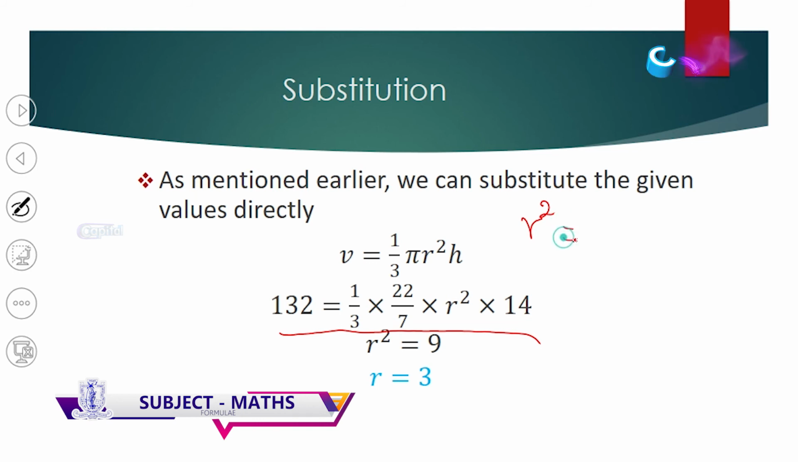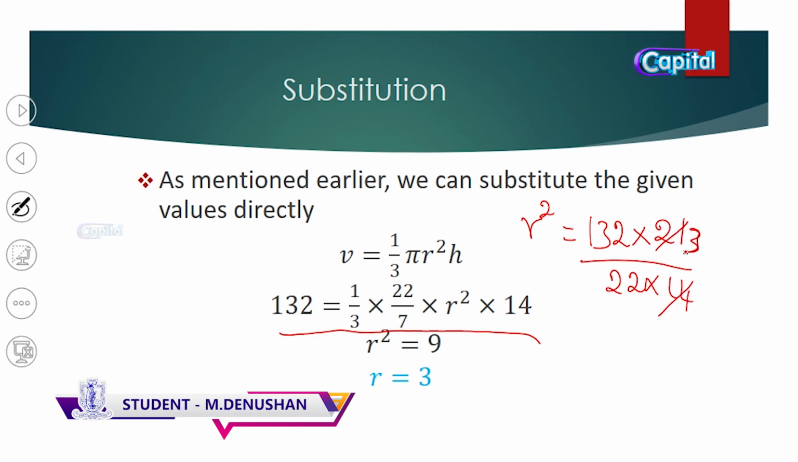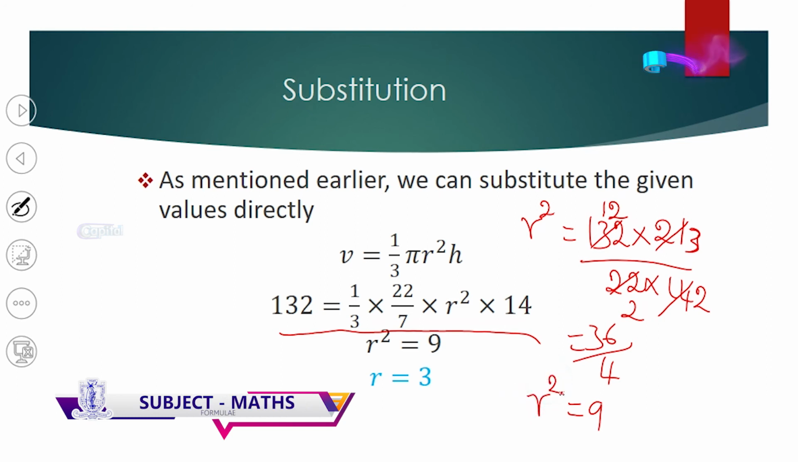r squared is equal to 132 times 21 over 22 into 14. By simplifying we obtain the answer, then we obtain 36 over 4, that's equal to 9. Then r squared is equal to 9. Then we have to take the root of both sides, and by simplifying we obtain that r is equal to 3.